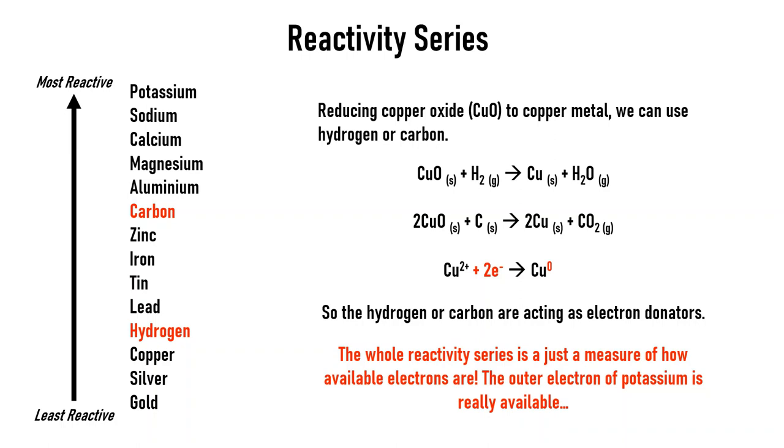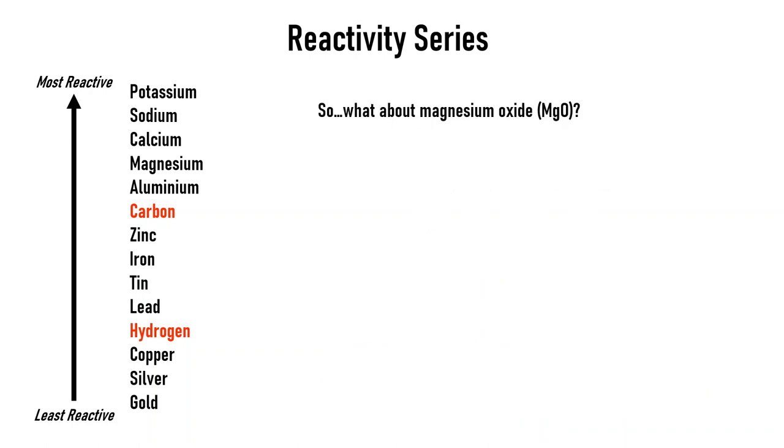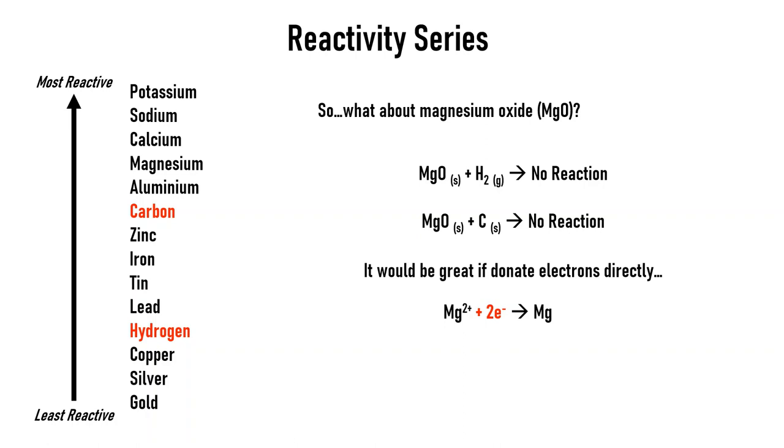But there's a problem here, because we can use hydrogen and carbon to get out things like zinc, iron, or copper. What about things that are more likely to give up an electron than carbon? How do we extract those, like magnesium, from magnesium oxide? So what do you think? Well, the trick's in the topic. If we use hydrogen, we get no reaction. If we use carbon, no reaction. So it would be great if we could just donate electrons directly to the magnesium 2 plus, wouldn't it? And we can achieve that with electrolysis.